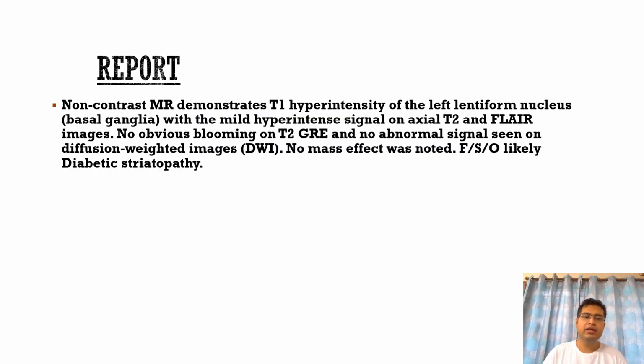This is the report I had given: non-contrast MRI demonstrated a T1 hyperintensity in the left lentiform nucleus, that is the basal ganglia, with mild hyperintense signal on T2 and FLAIR as well. There was no obvious blooming seen on GRE images, and no abnormal restriction was seen on DWI images, and no mass effect as such was seen, which was suggestive of diabetic striatopathy.